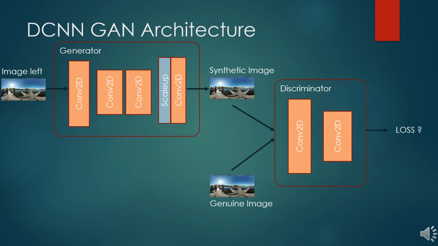We decided to use a GAN because a GAN can learn the underlying distribution of the mapping from the left to the right of the stereoscopic image pairs.